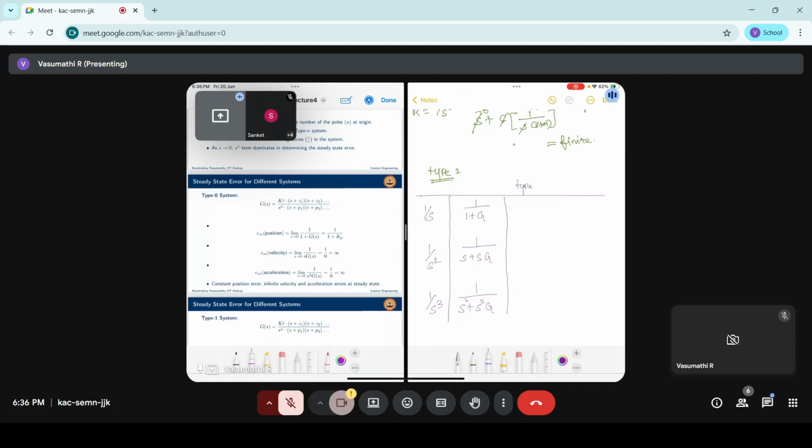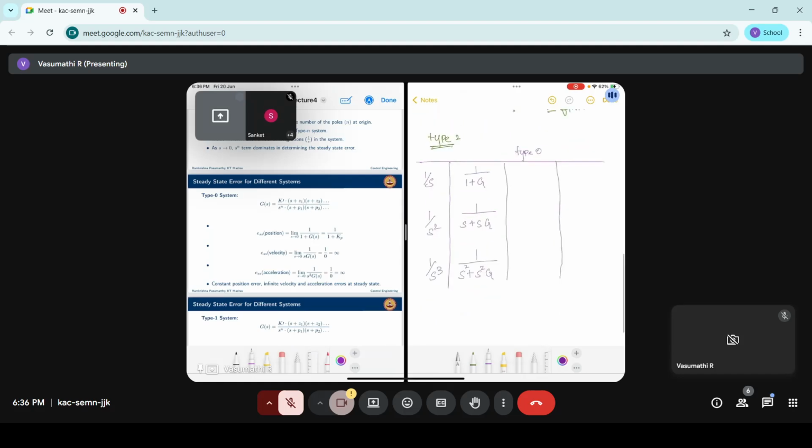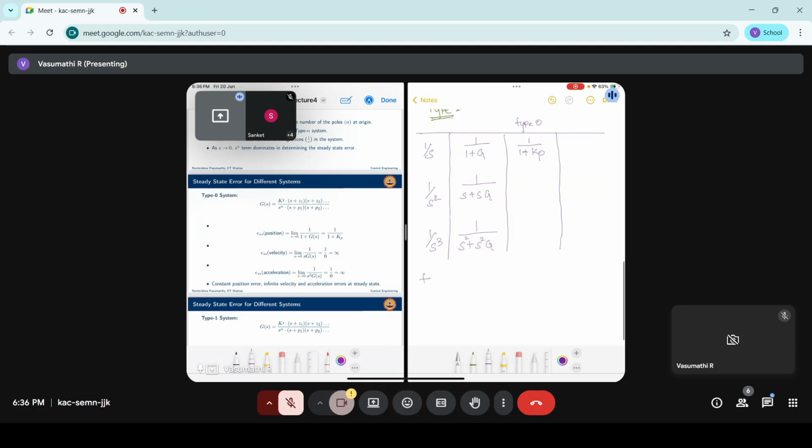For type 0, I am going to see for all the inputs. First of all, for a type 0 system, it will be 1 by G as it is. Instead of calling it G, I am going to call this Kp, because G is the position constant that I defined already. Now we will fix the type and then go through all the inputs, that will be easy for you. So for 1 by S, we found that it will be 1 by Kp, where it will be 1 by G. That's it. Where Kp is equal to G.